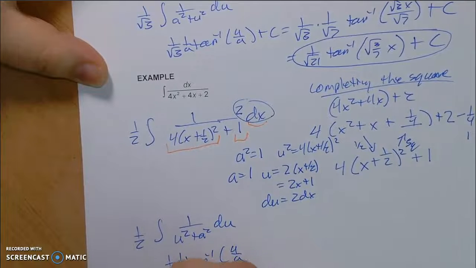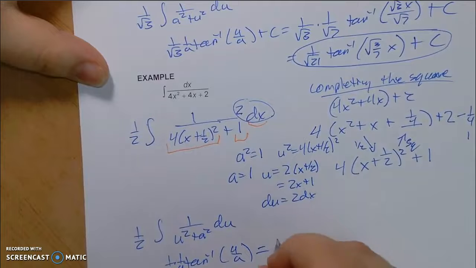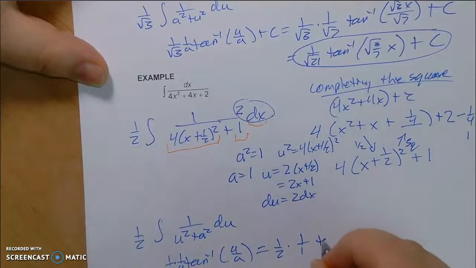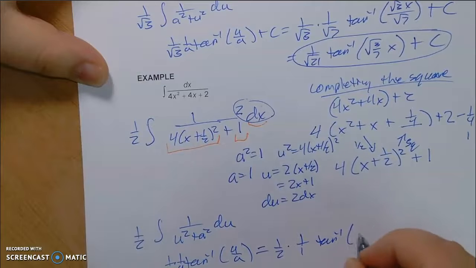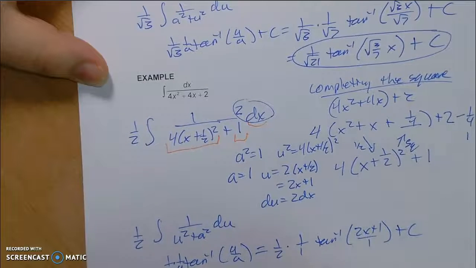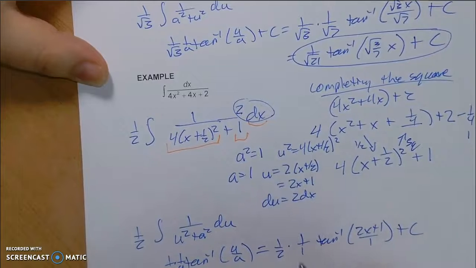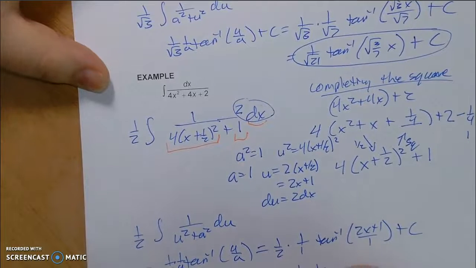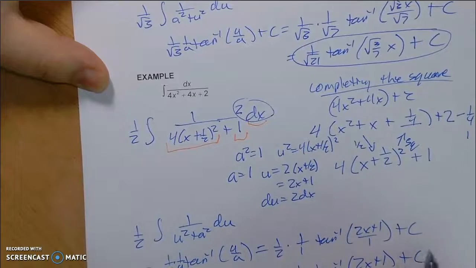Oops, I should have 1 over a on the outside too. Keep forgetting that one. So 1/2 times 1 over 1 in this case. Inverse tangent of 2x plus 1 over 1 plus c. Simplify that just a little bit to get rid of the silly things like multiplying by 1. And we end up with this.